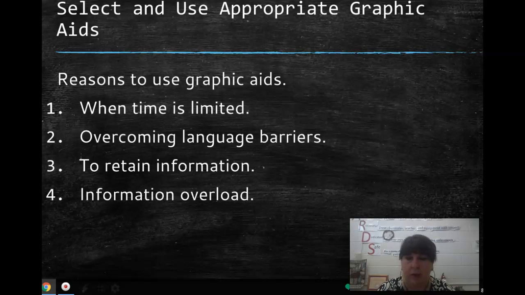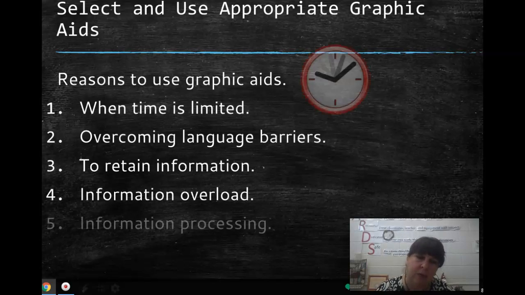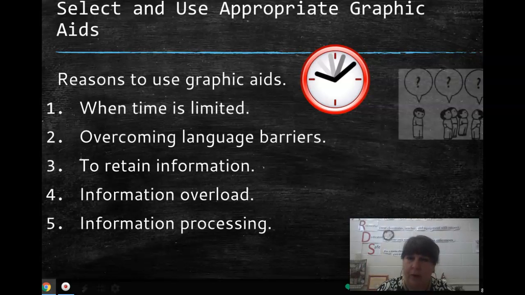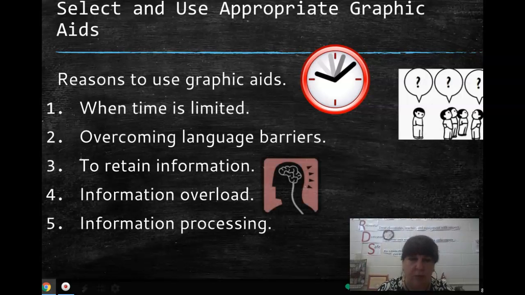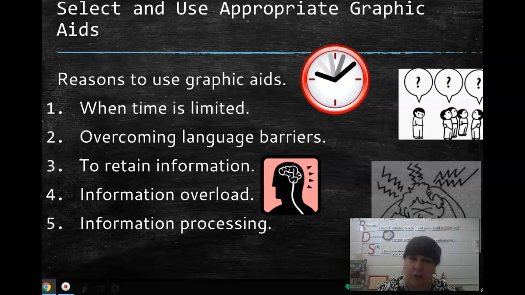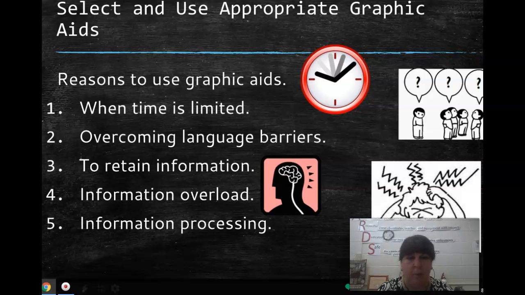One thing is that your time may be limited. The other thing is that there are language barriers that we have to overcome sometimes. Retain information, which just means to be able to keep it, be able to pull it back up. Information overload, and information processing.